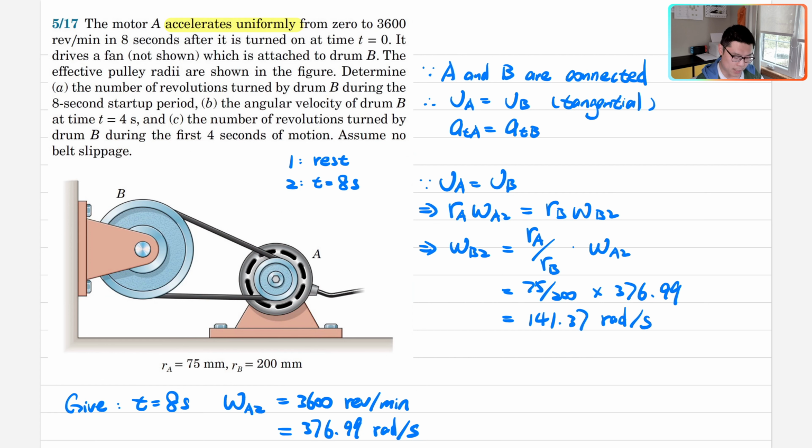And this is given by the ratio of A and B, the radius. Okay, so now we have the angular velocity of B. What about angular acceleration? Well, in order to find the angular acceleration of B, apparently in this case we also need the angular acceleration of A. Well, we know the angular velocity of A already. Let's use this to find our angular acceleration of A.